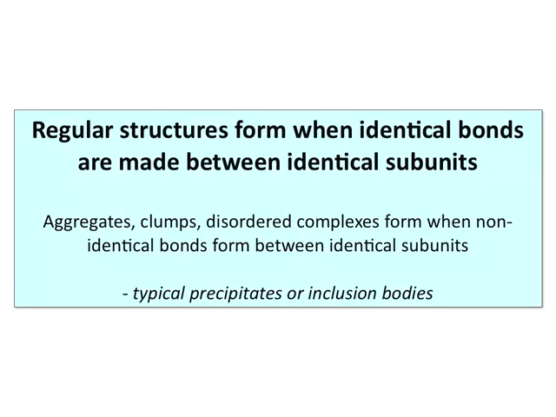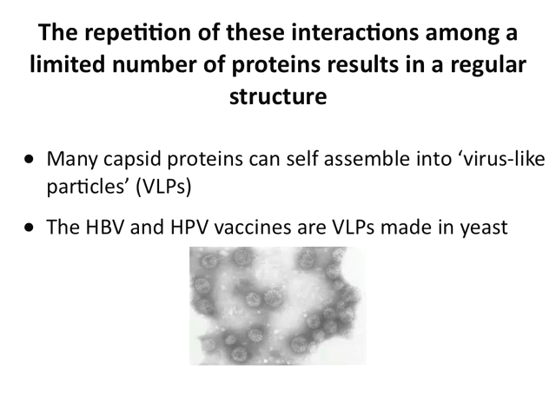So regular structures form when identical bonds are made between identical subunits. You take a protein, and we'll illustrate this in a number of ways. If you make identical bonds among the subunits, you get a regular structure. And that's unusual because if you make non-identical bonds between different proteins, you get aggregates or clumps or disordered complexes. And that is the unique aspect of virus assembly. So we have repetitive interactions among a limited number of proteins. That gives you a regular structure.